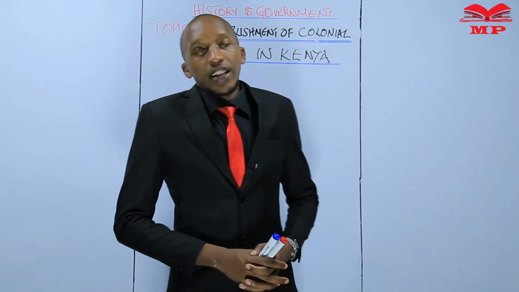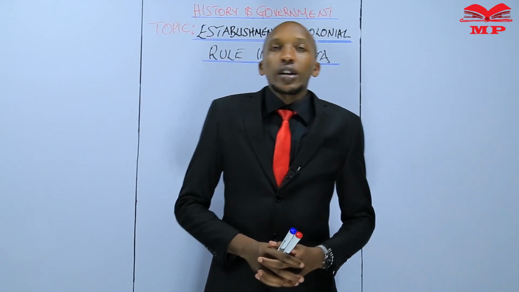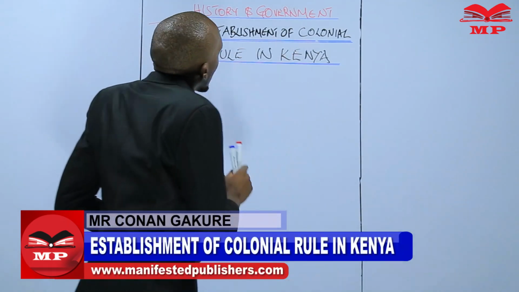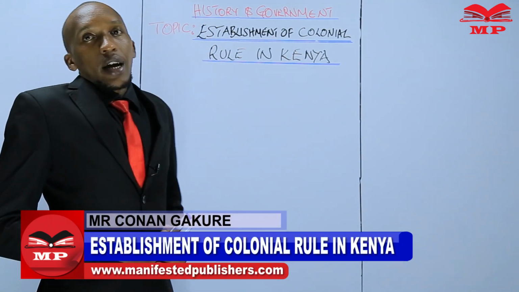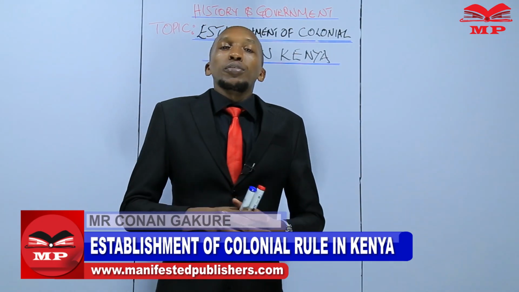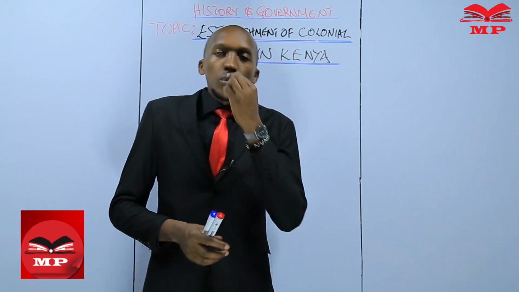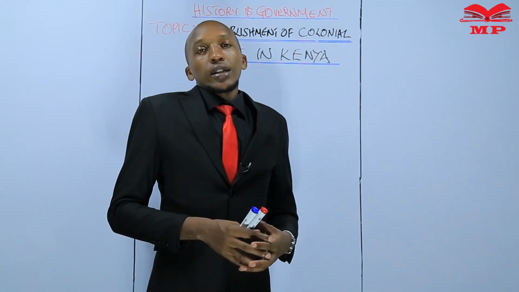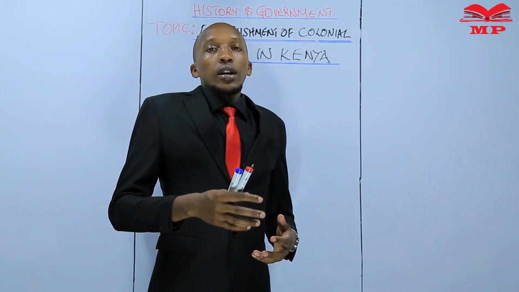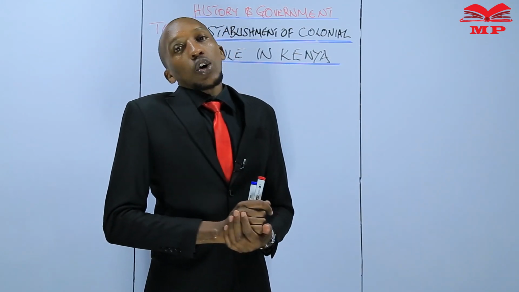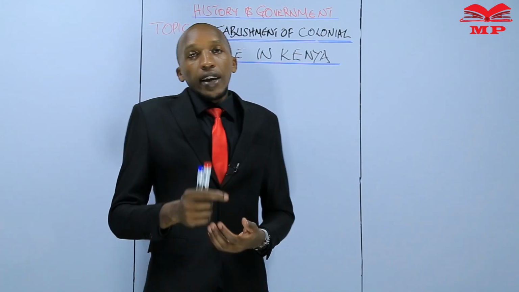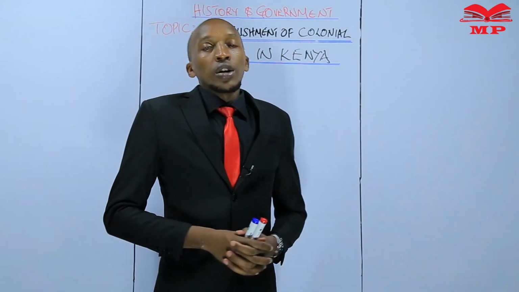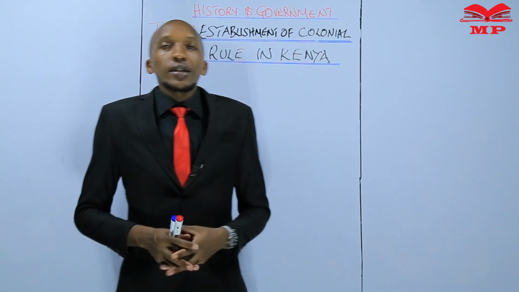Welcome to our today's lesson, History and Government. The topic is Establishment of Colonial Rule in Kenya. We are learning how the British instituted their rule in the territory of Kenya. And in today's lesson, we are going to further our learning on the response of the Kenyan communities towards the establishment of colonial rule.